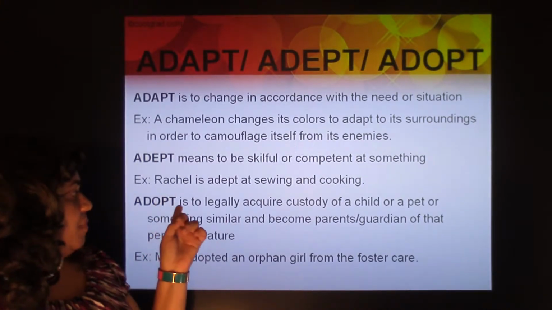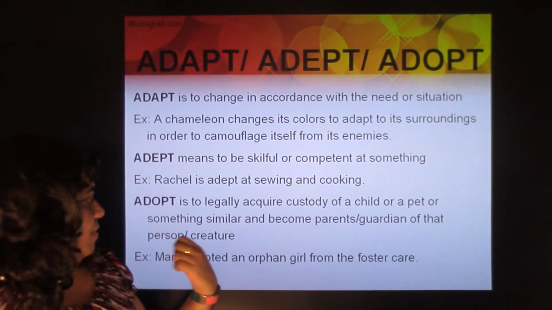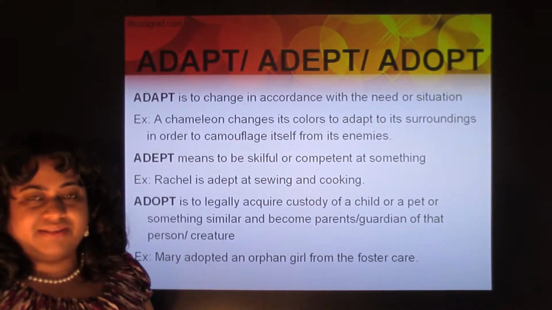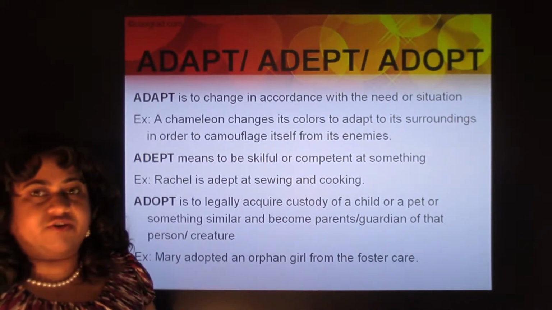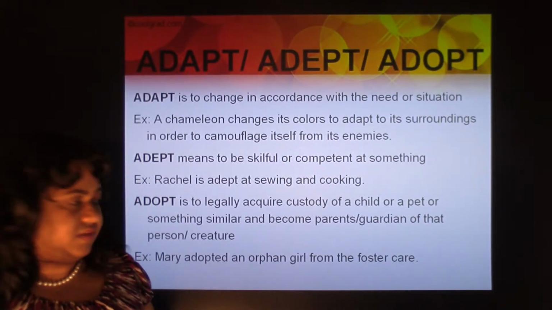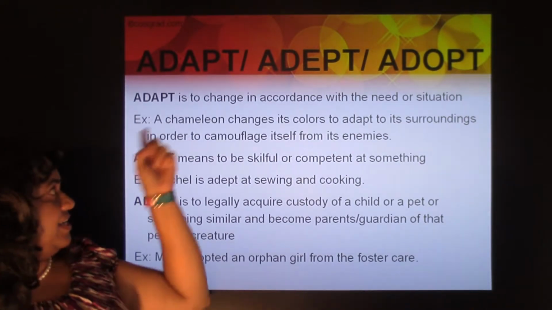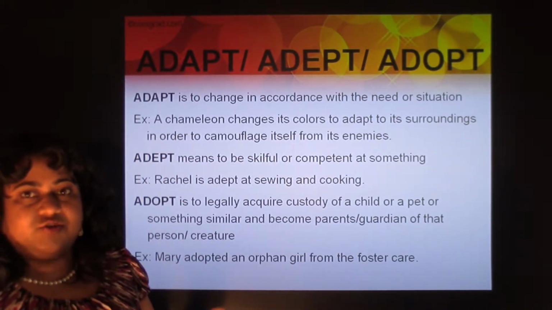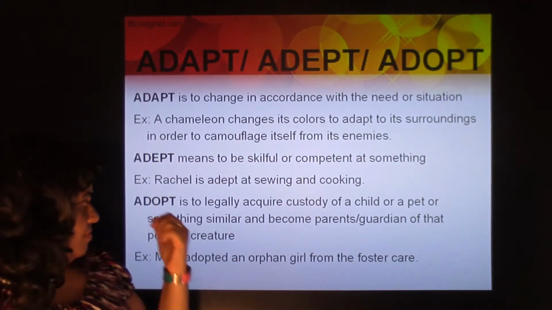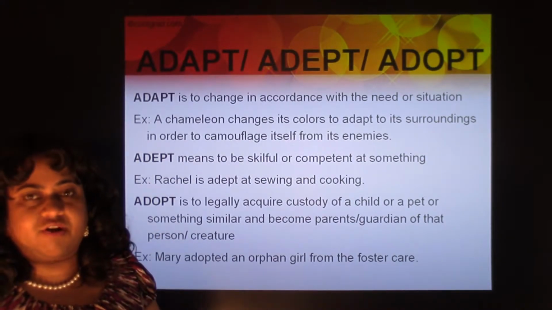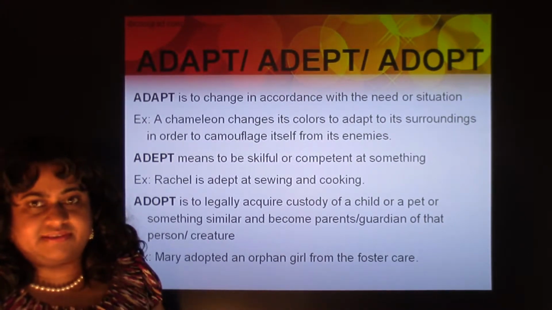So adopt is to legally acquire custody of a child or a pet or something similar and become parent or guardian of that person or creature. To adopt means to take responsibility for, legally. So you can adopt a puppy from the streets, or you can adopt a child from an orphanage. So Mary adopted an orphan girl from the foster care. So adapt means to adjust, to evolve. Adept means skillful, knowledgeable. Adopt means to adopt an orphan child. So these are three different things, and you better be very careful when you come across these terminologies.